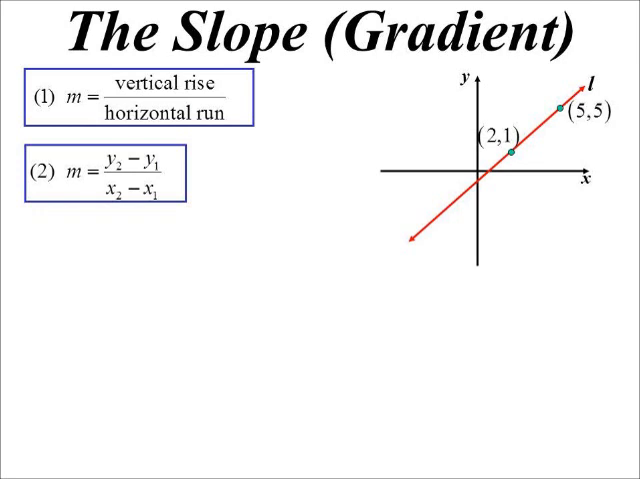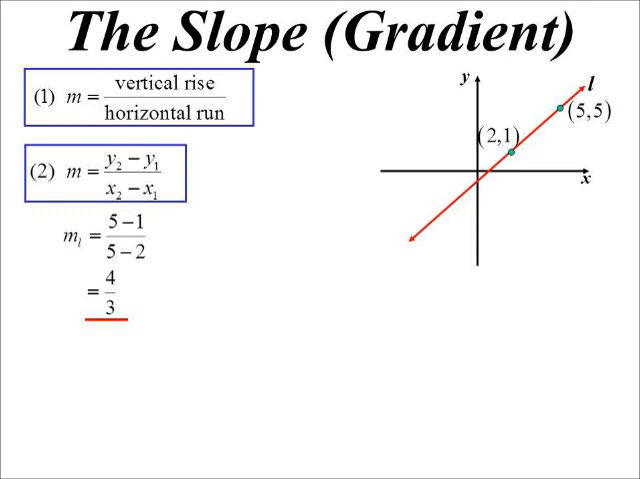If it's a positive slope, we know the line's going up or increasing. If it's a negative slope, we know it's going down or decreasing. So we do have to make sure we do it in the same order. So how did I do mine? I chose the point (5, 5) to go first. So 5 minus 1 on top, 5 minus 2 on the bottom, giving us a slope of 4/3.